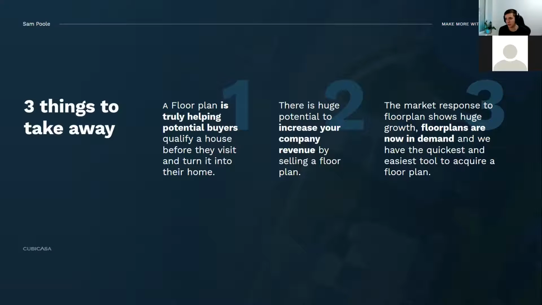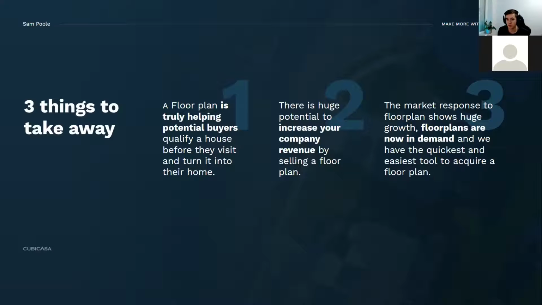It's something that I personally look at. I'm sure a lot of people within the chat would actually look at this themselves, hoping to see a floor plan within a real estate listing when they are looking to purchase a property. So it's adding huge value.